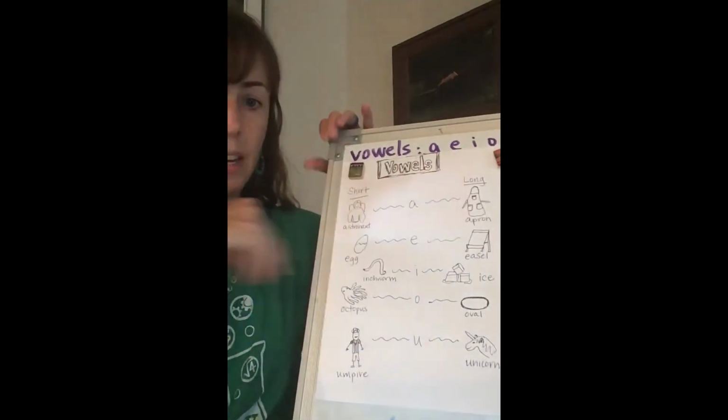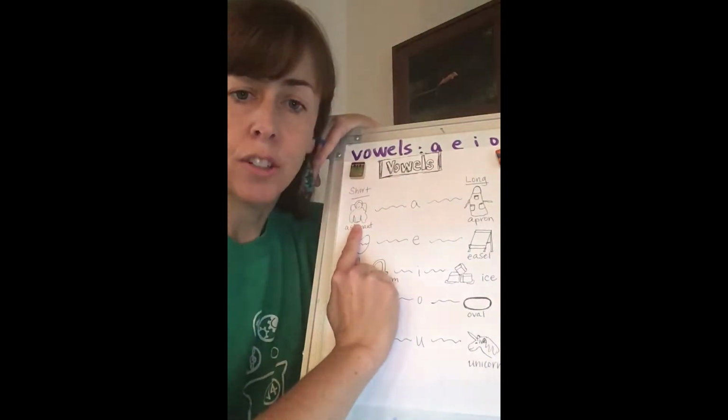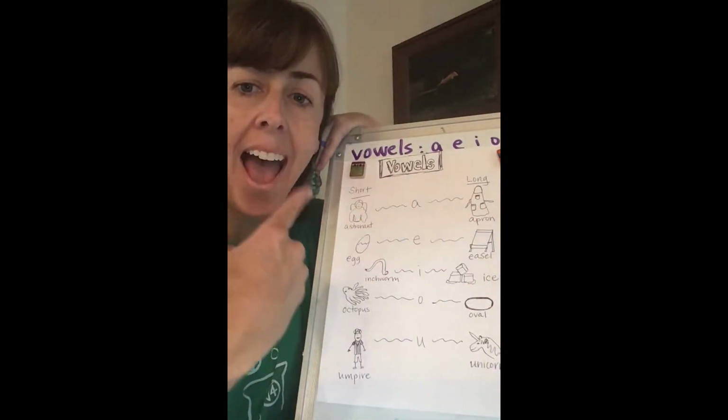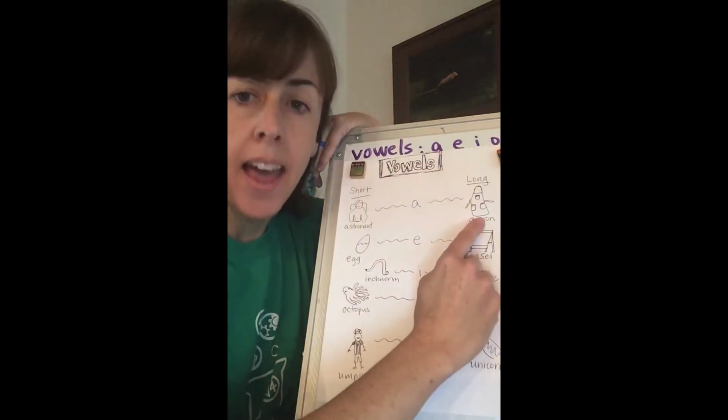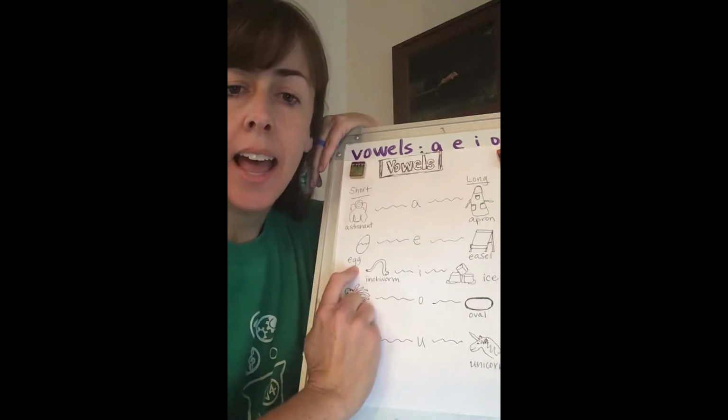All right, here are the vowels, A, E, I, O, U. Short A, like astronaut. Say that with me. Long A, like apron. Short E, like egg.